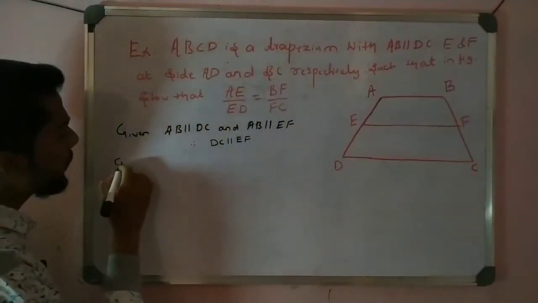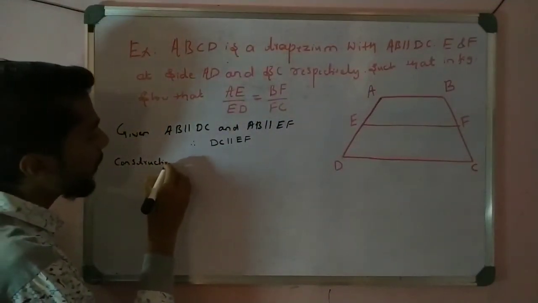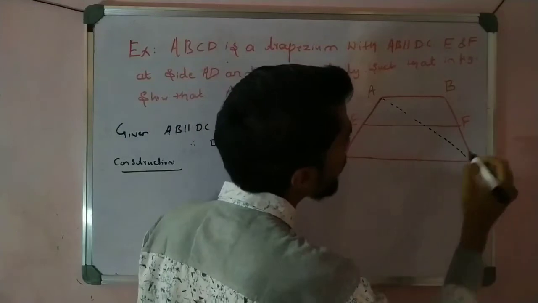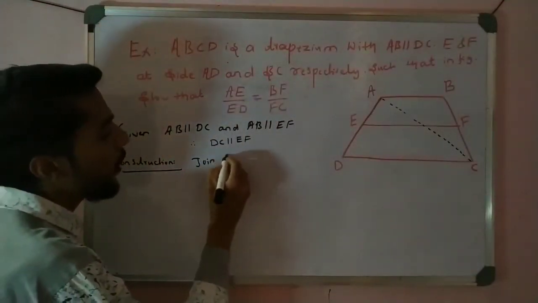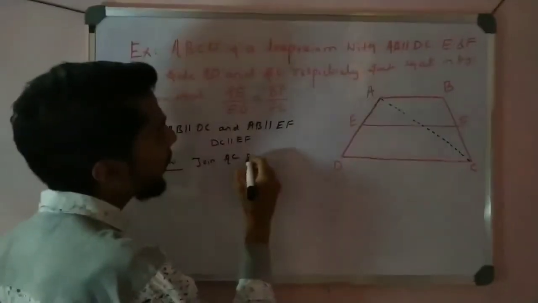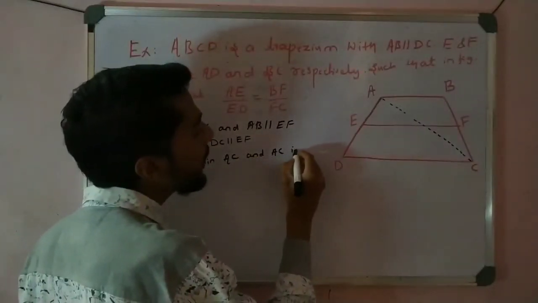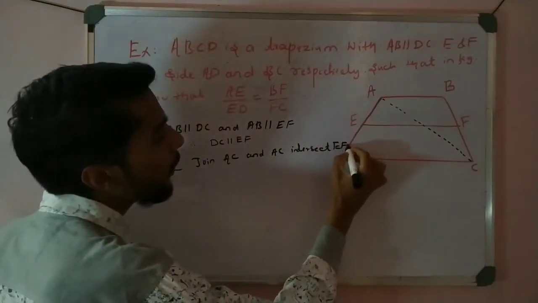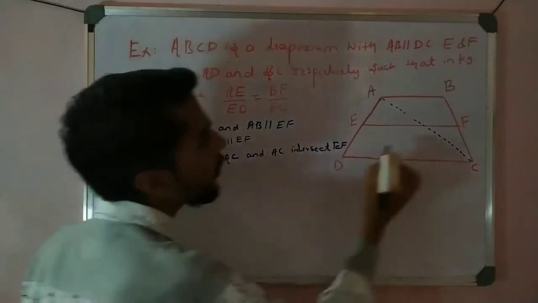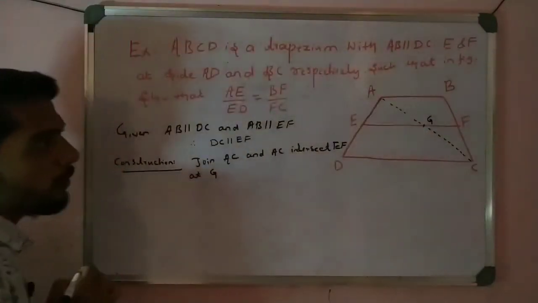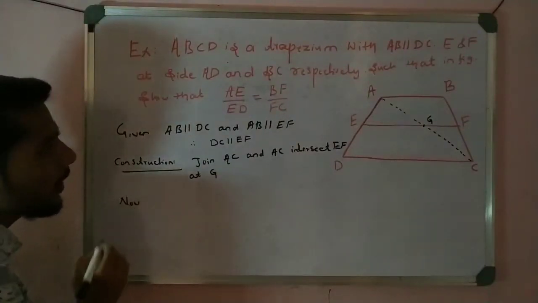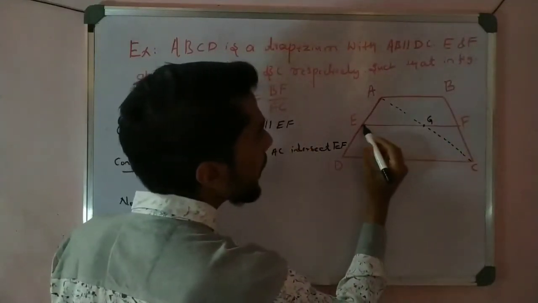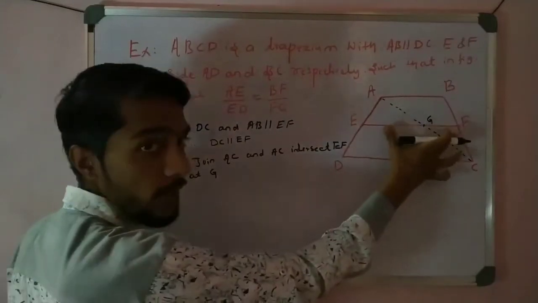Now construction: join AC, and AC intersects EF at G. Take this point as G. Now, if EF is parallel to DC, then EG is also parallel to DC, because EG is a part of EF.